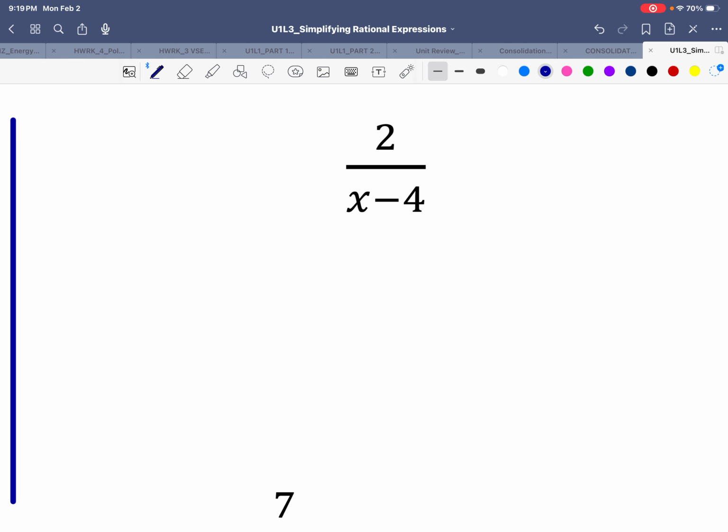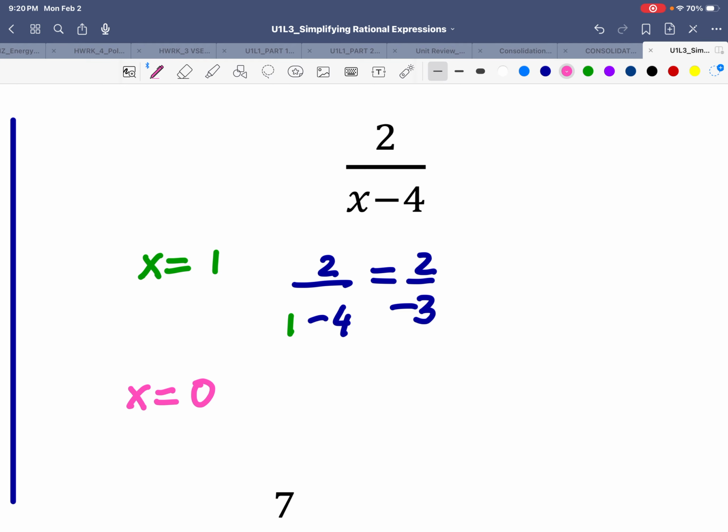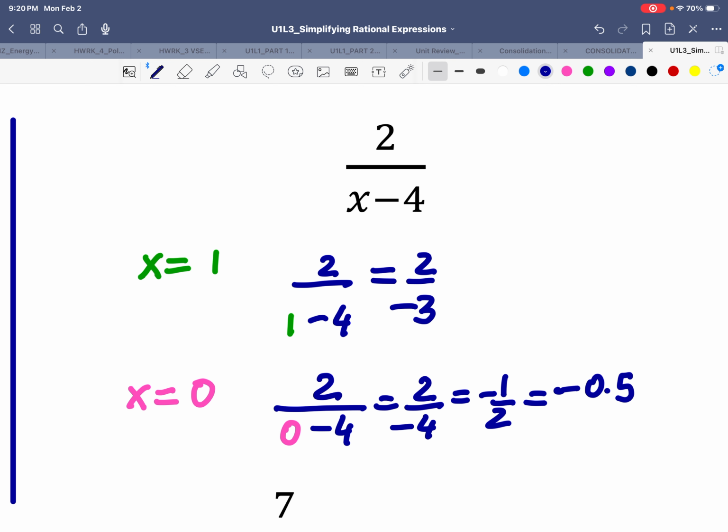So we're going to try a couple of values in here. Let's make them colorful. So if x equals 1, then we're going to have 2 divided by 1 minus 4 equals 2 over negative 3. And that would be the value of this expression. So if x is equal to 0, let's try 0. That would be an interesting number to try. So 2 over 0 minus 4 would be equal to 2 divided by negative 4, or negative 1 over 2, or you can write negative 0.5. So as you can see in here, x equals 0 is not a restriction.